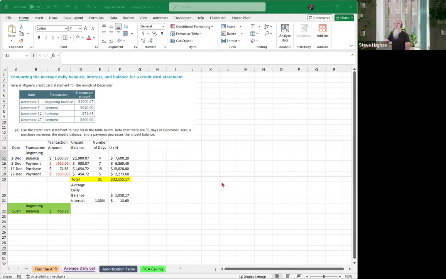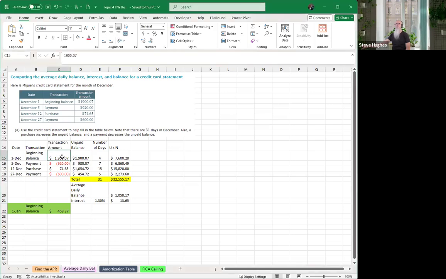Good morning, everyone. This morning we're going to take a look at a question from topic 4 homework in Alex. It is computing the average daily balance, interest, and balance for a credit card statement. First things first, everybody, the first line, that is row 15, is a hard entry. Specifically columns C and D have to be entered manually, as well as E. The formulas are all in column F.